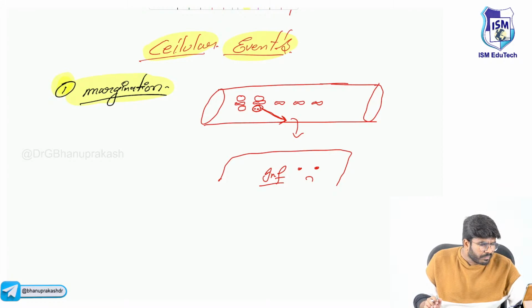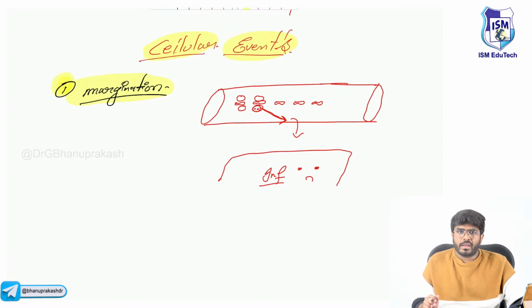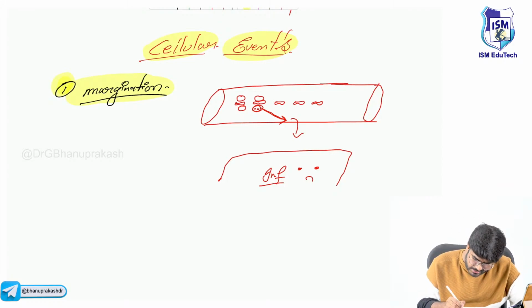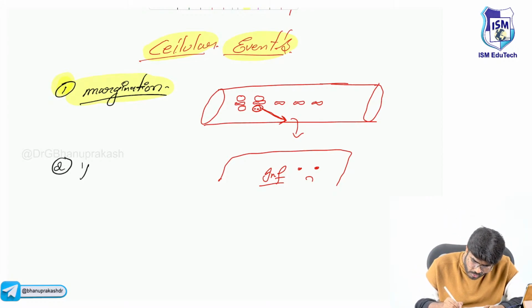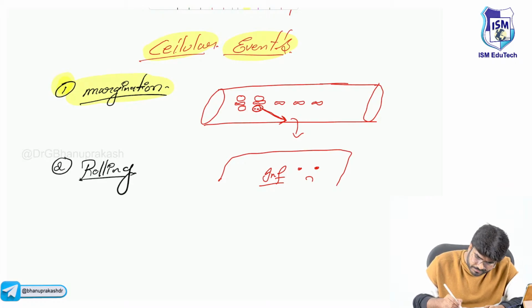Okay. Now after margination, what is the second cellular event? Okay, it came to the margin, sir. The second cellular event is called rolling. So what exactly is this rolling?